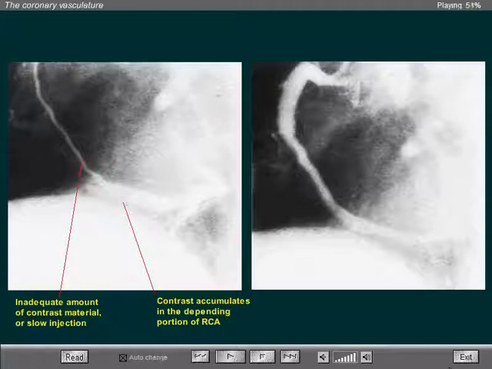The next image is of the same vessel injecting more contrast material, and one can see that there is narrowing due to arteriosclerosis, but it was not as prominent as when an inadequate amount of contrast was injected in the previous image.